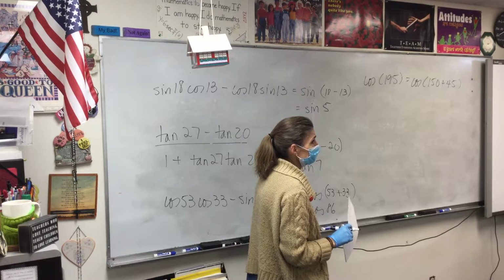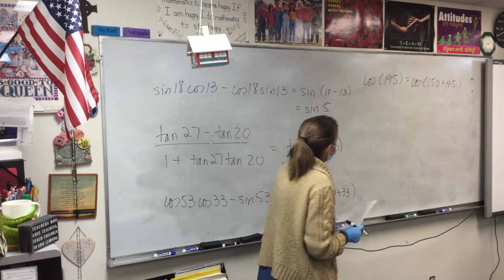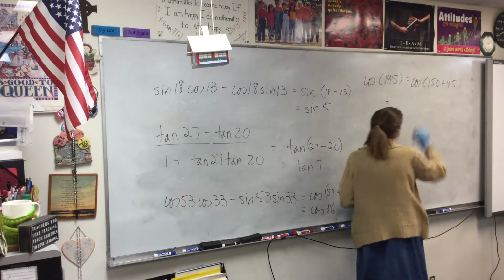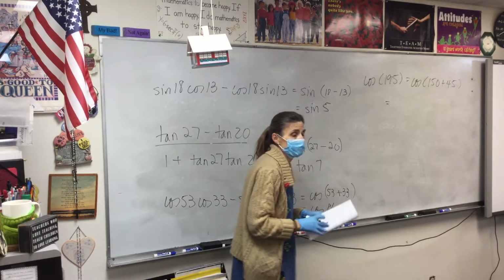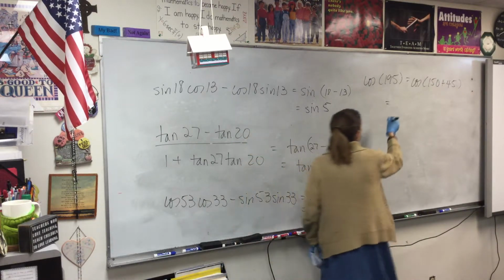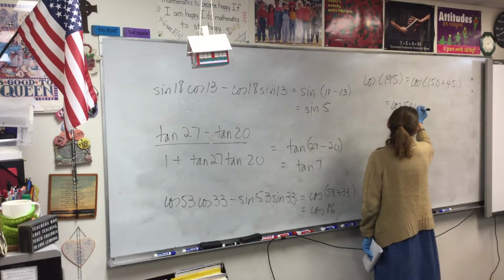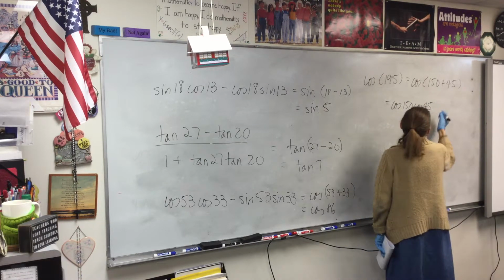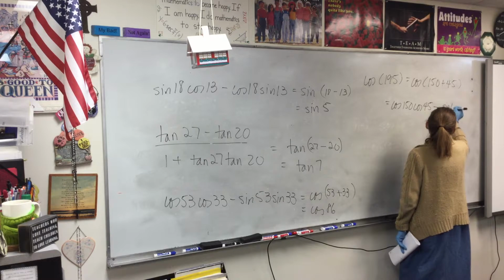Rose, you okay over there? All right, so let's see. If I do 150 plus 45, what's my formula say? Cosine, cosine, minus sine, sine.